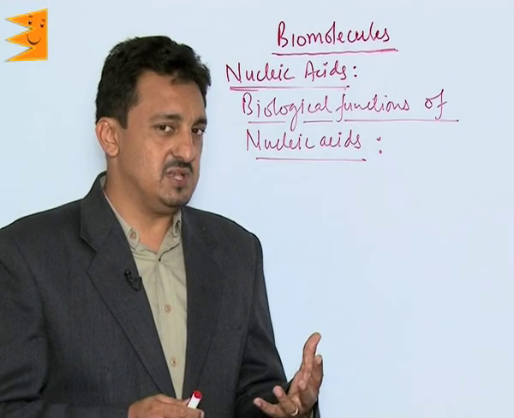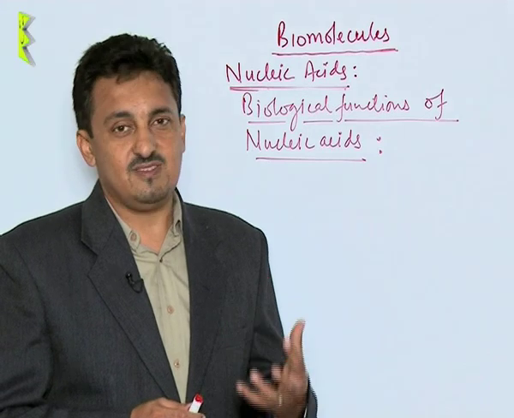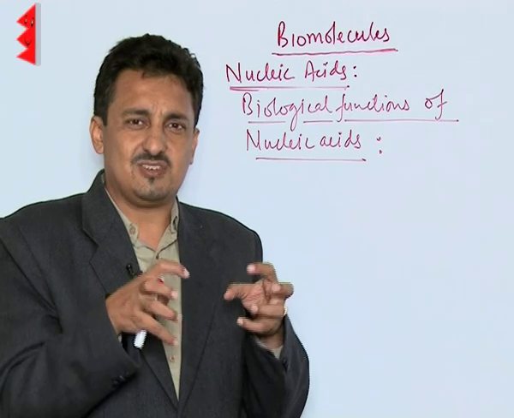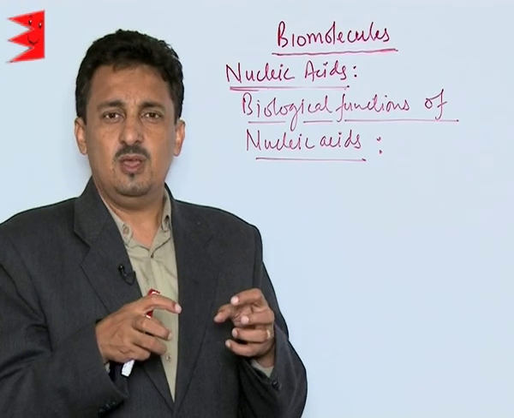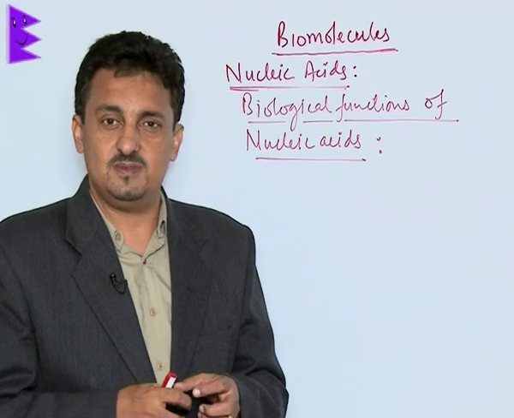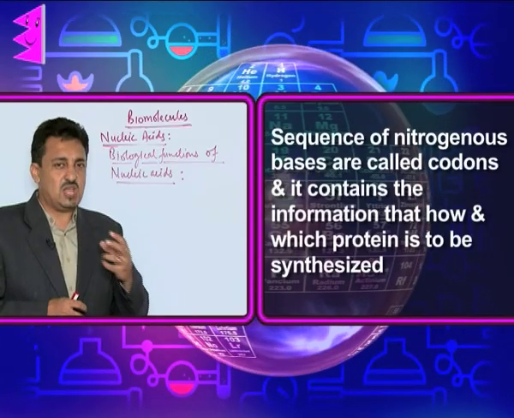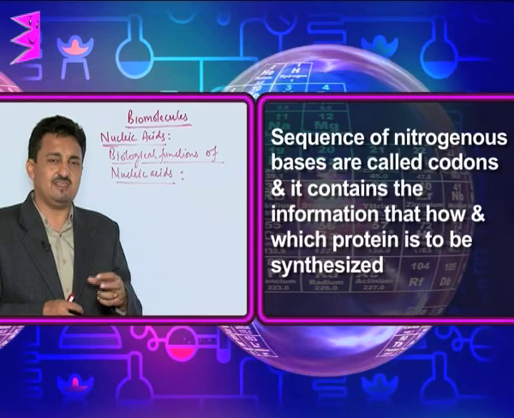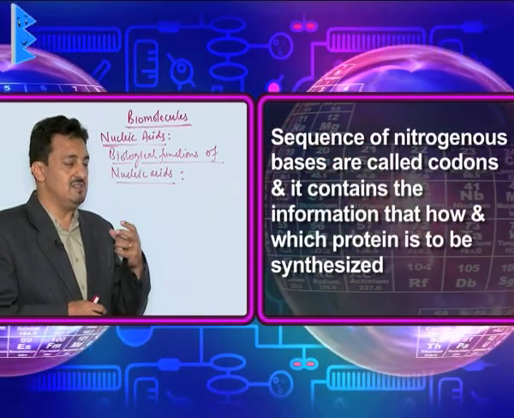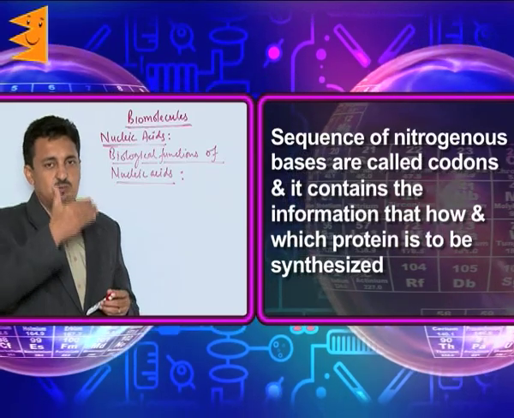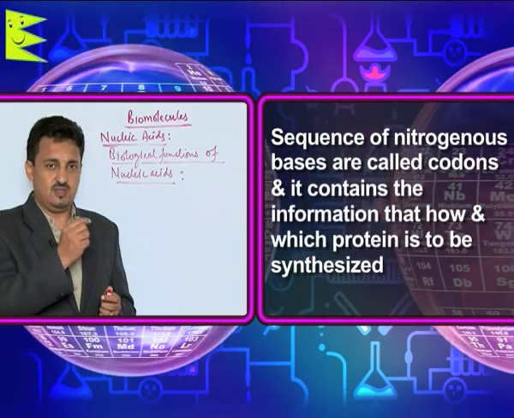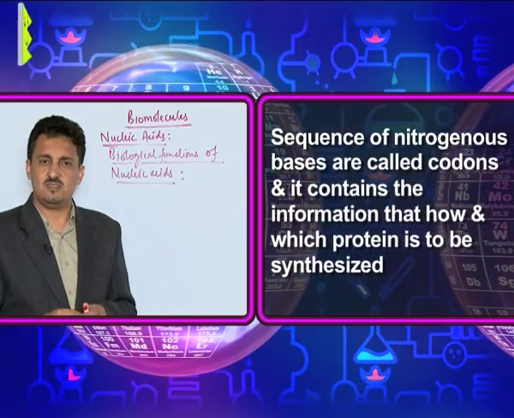The second function is protein synthesis. The nucleic acids control the traits or the characters of a species or of the organisms through protein synthesis. How or which type of protein is to be synthesized in which organism and where, all this information is stored in these DNAs in the form of the sequence of nitrogenous bases, which is called codons, or the codes, which is the sequence of these nitrogenous bases.